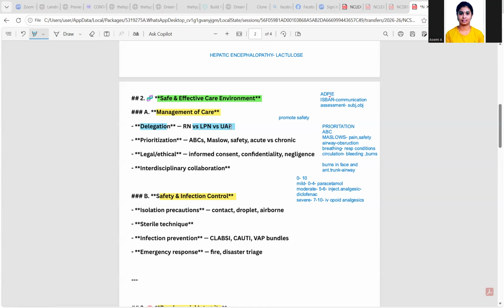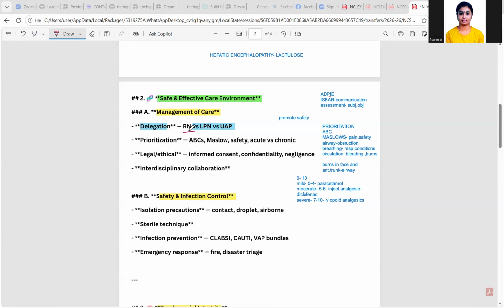Even if we have the LPN or the UAP check the vital signs, that is only for stable patients. But if the client develops any sudden complication and the condition is worsening, meaning the vital signs are deranged, in such a case only the RN can do the assessment or check the vital signs. And also one more thing, the bleeding also.